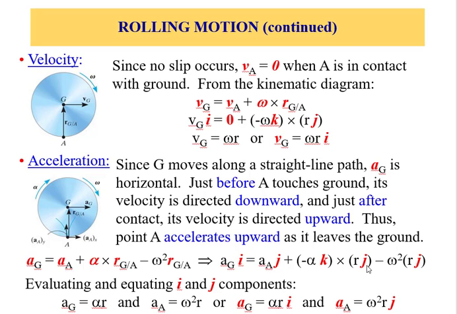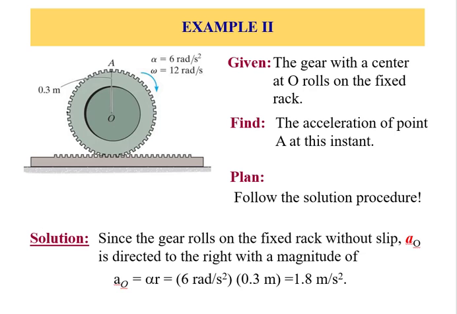So that's a vector equation. After conducting the cross product, you'll find simply that the center has an alpha r and the contact only a normal omega square r. Or in vector form, alpha r i is Ag, and at contact you have a normal going toward the G. Alright, let's take this example and conclude the lecture.